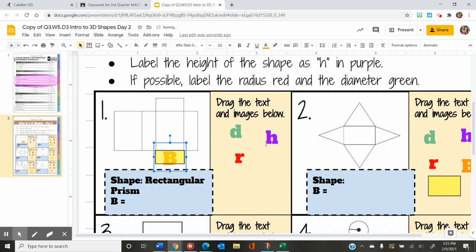That's going to be our B. Now our height, we want to find the height of our shape. The height of our shape is not going to be on our base shape. It's going to be right here. This is going to be the height of our shape.